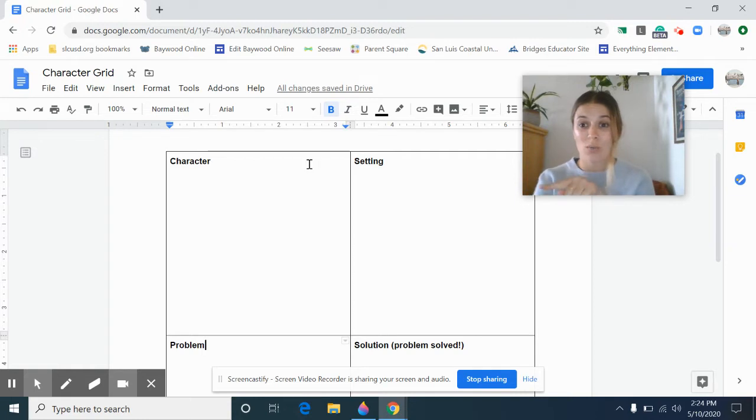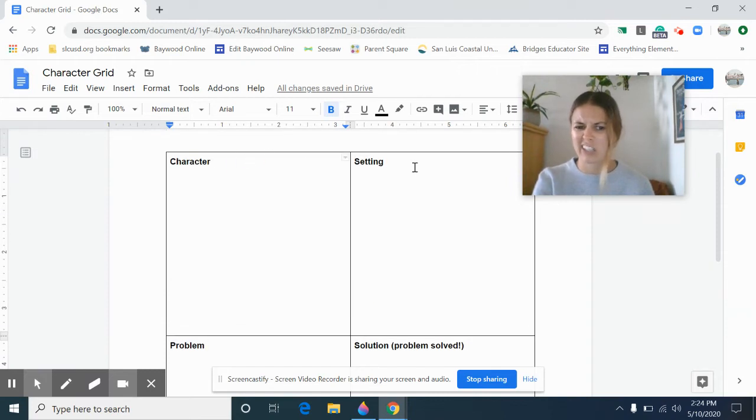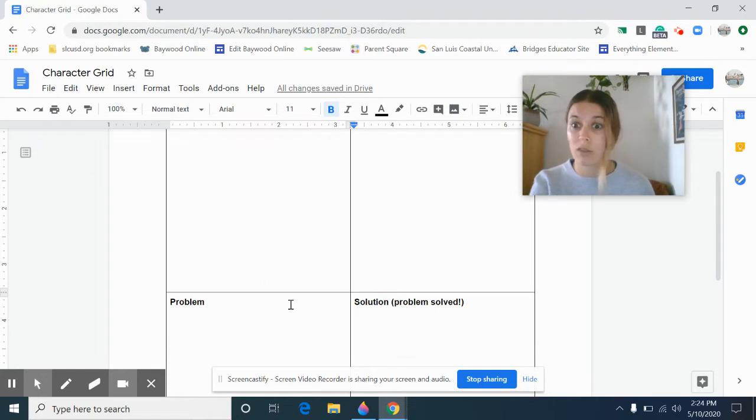What I want you to do is I want you to draw a grid just like this line that has 4 boxes. You don't need to write the character, setting, problem and solution part yet. I just want you to draw the boxes. So if you need to pause the video again, go ahead right here, pause it, draw a box, draw another box, and another box, 4 in total.